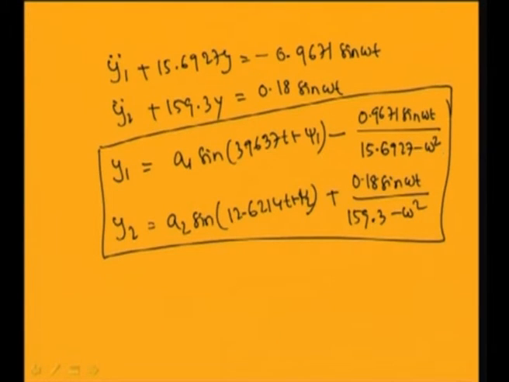So these are the expressions for y1 and y2. Now for a particular value of omega, let omega equal to 2 radian per second. Then this particular integral part becomes 0.9671 by 15.6927 minus 4, that is 11.6927, and in the second mode it becomes 0.18 sin 2t by 154.3. So in this way you can find the response of the forced vibration system.